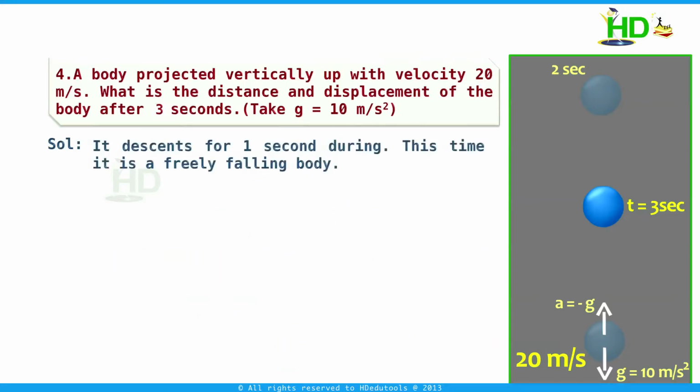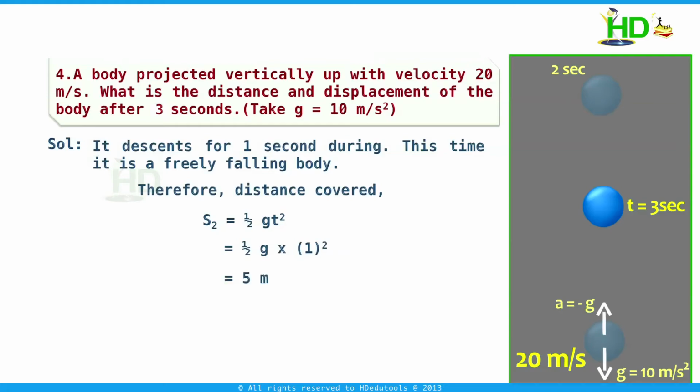From this position it descends for 1 second. And during this time it is a freely falling body. The distance covered is half gt square. We consider this is S2. Now this is equal to 1 by 2 into g into 1 square. Now this is equal to 5 meter. Now the total distance is S1 plus S2, that is 20 plus 5, 25 meter. After 3 seconds, the displacement is 15 meter. The distance covered is 25 meter.